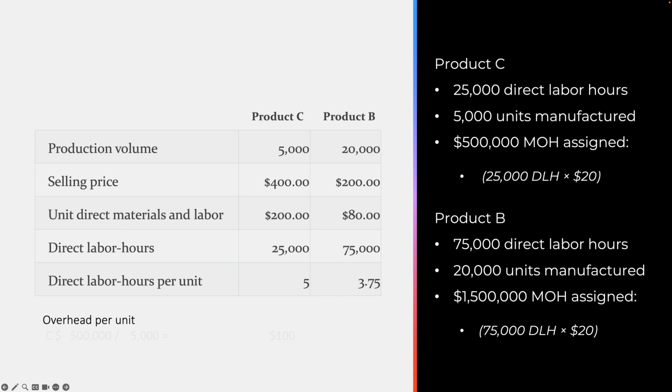Overhead per unit would be for product C, $500,000 divided by 5,000 units, or $100 a unit. And for product B, it would be 1.5 million divided by 20,000, or $75 a unit.